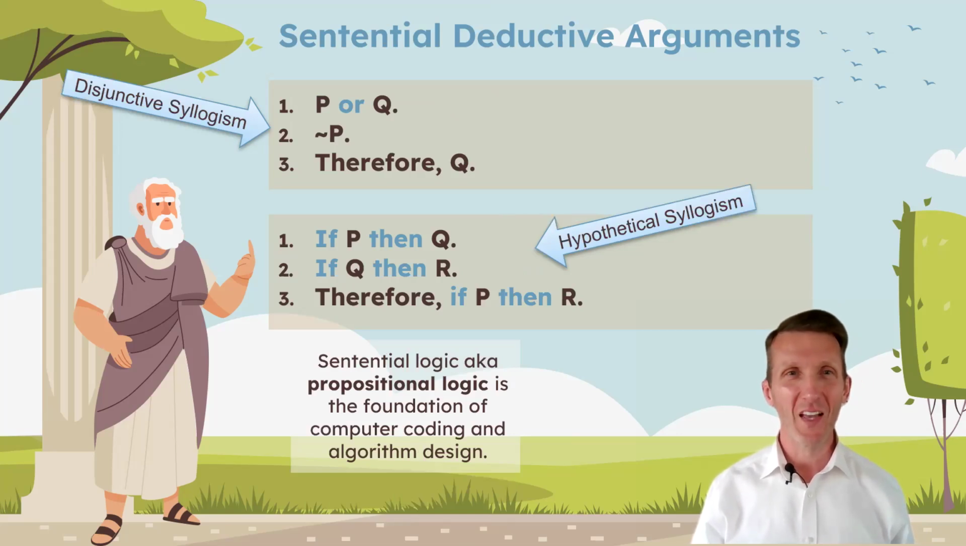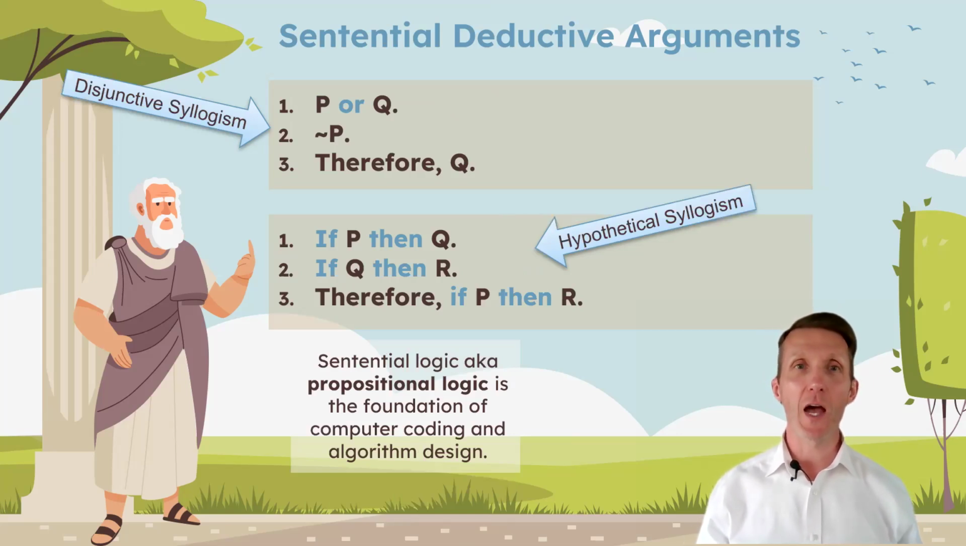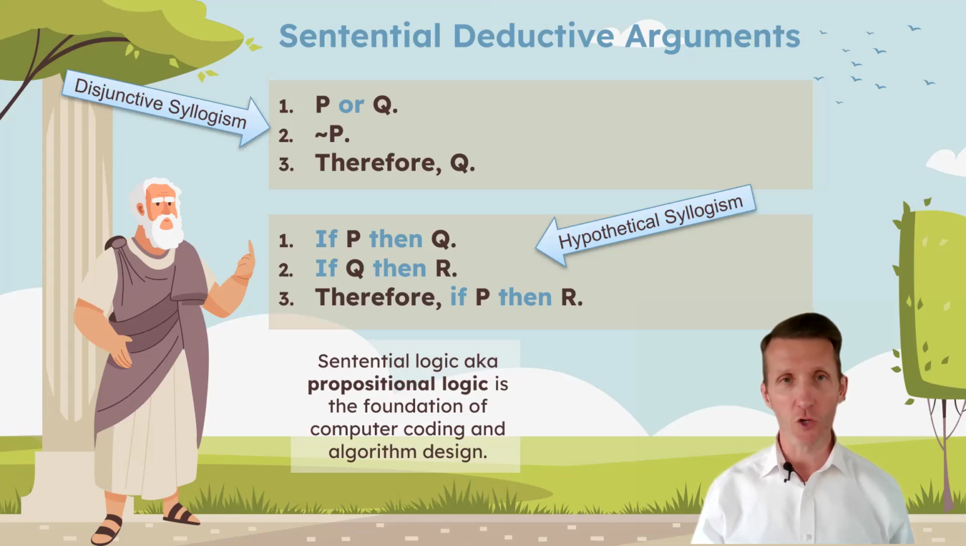All right, here are some different types of sentential deductive arguments, and the top one is going to use the operator or. So this is actually what's called a disjunctive syllogism. It's a common form. And the second one is a hypothetical syllogism, which is kind of an if-then chain. So the disjunctive syllogism is just an either or, and the hypothetical syllogism is an if-then chain.